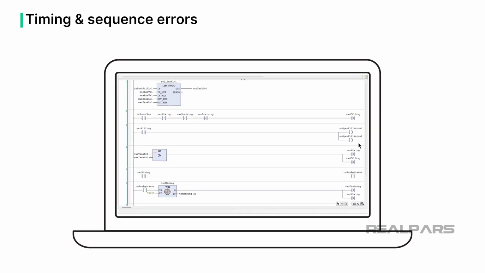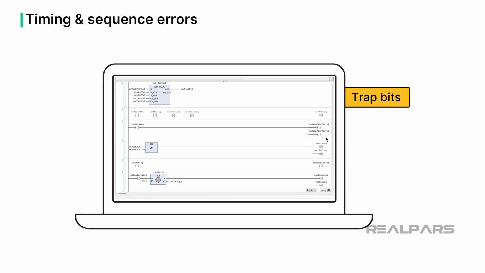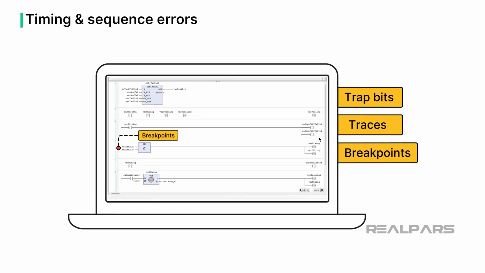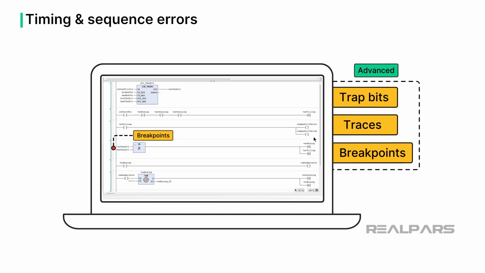To solve timing errors, most PLC programmers will use a combination of techniques, including trap bits, which are test variables that are set to different values in your PLC program to see if a section of code is being executed, traces, which are graphs that show the values of a set of variables over time, and breakpoints, to stop the execution of a program at a certain time, to see what values variables have, and then execute the remainder of the program line by line to see where the error is occurring. These are advanced debugging techniques that are outside the scope of this video.